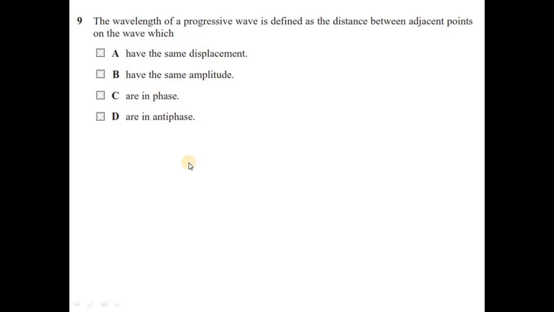Question number 9. The wavelength of the progressive wave is defined as the distance between adjacent points on the wave which: have the same displacement, have the same amplitude, are in phase, are in antiphase. Okay, so they are talking about the wavelength.